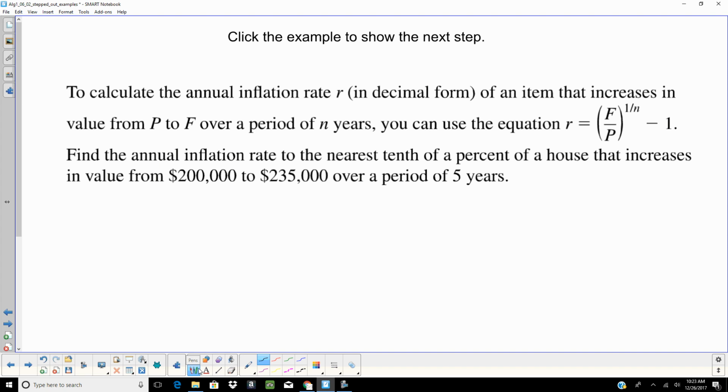Let's go ahead and do a word problem. We want to calculate the annual inflation rate in decimal form of an item that increases in value from P to F over a period of N years. So that P stands for present, the F stands for future. That's how I always remember it. And they give us the equation. Rate equals F over P raised to the 1 over N, minus 1, where N is the number of years. So they're giving us everything that we can plug in there.